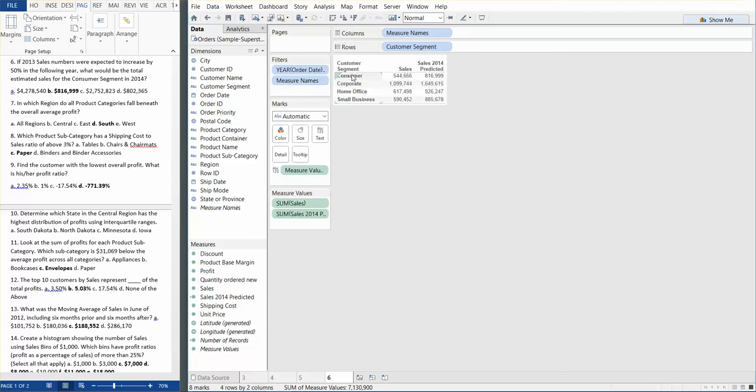And you can quickly see that for the consumer customer segment, the predicted sales is $816,999, which gives us answer B for number 6.